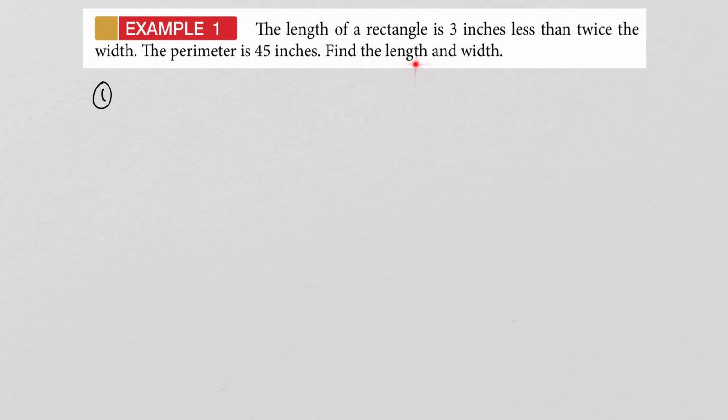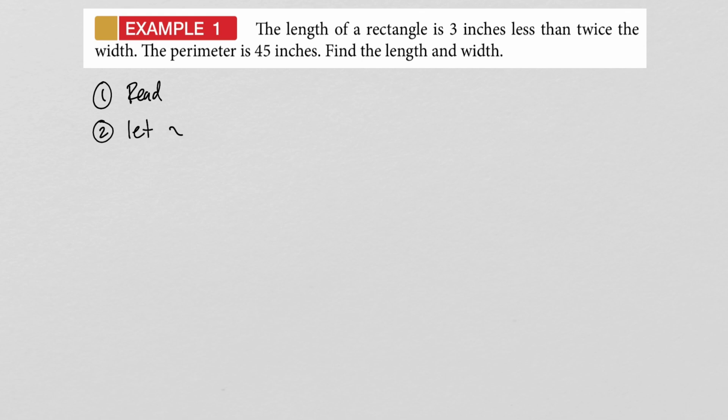So we're finding the length and width of a rectangle. Let's ask, what do we know about the length and width? So we know the length is 3 inches less than twice the width. So the length depends on the width. All right, so now I feel like we've done a pretty good job of reading the problem. Let's go to our second step.